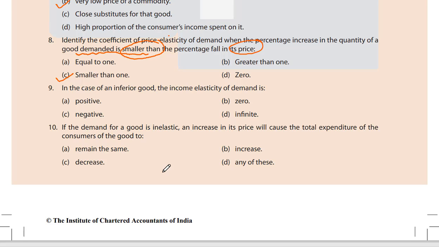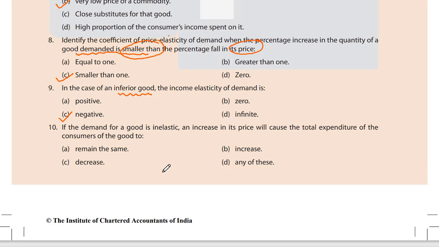Let's see the ninth one. In the case of an inferior good, the income elasticity is A, positive, B, 0, C, negative, and D, infinite. Dear students, all of you know that income elasticity is positive in case of normal good and negative in case of inferior good. Over here, the good in question is an inferior good. The answer would be negative.